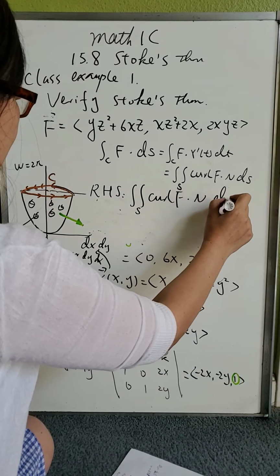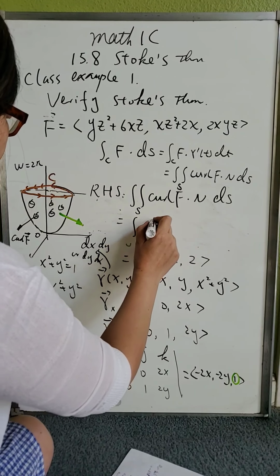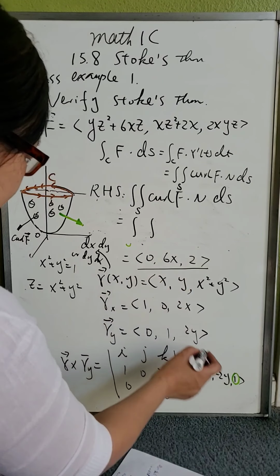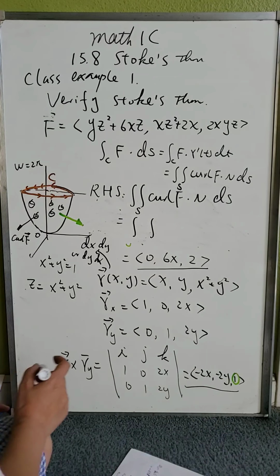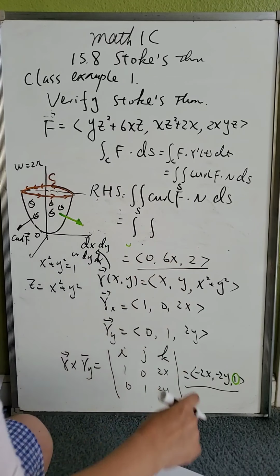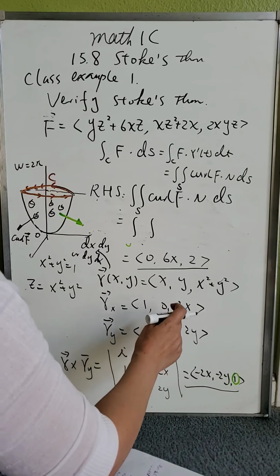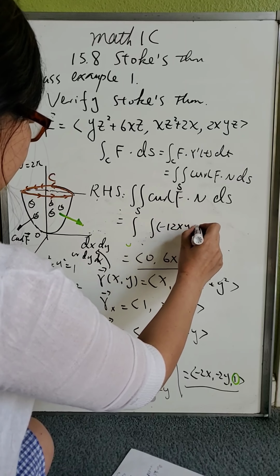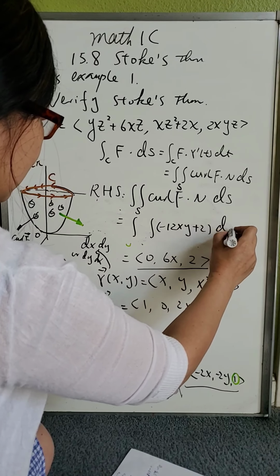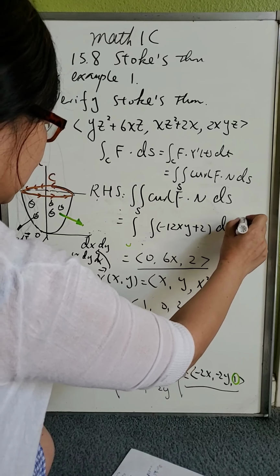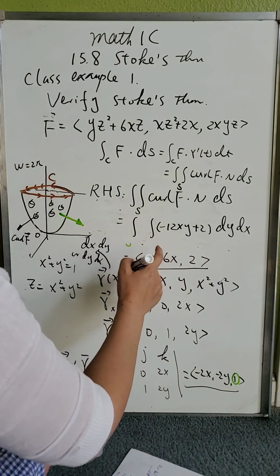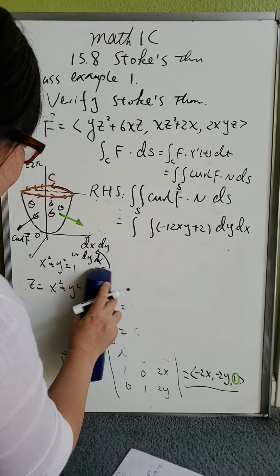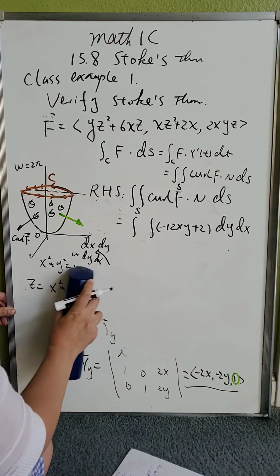That's curl dot n dS, which will equal, now don't put the limits yet, okay? And then dot them first. When I dot these together, to save time, I'll tell you what I get. It's equal to negative 12xy plus 2, and then these are the dy dx or dx dy, okay? So it doesn't matter. And then don't put the limits yet. Why? Because I'm going to show it to you, okay?